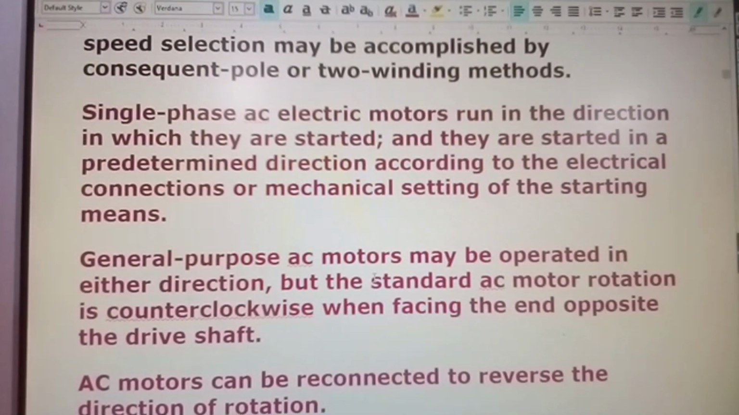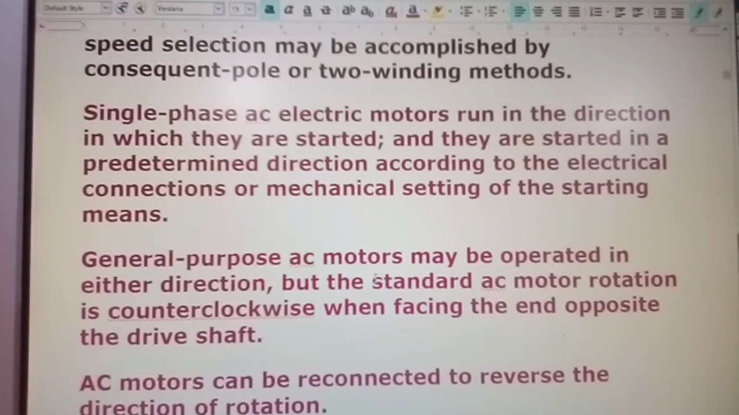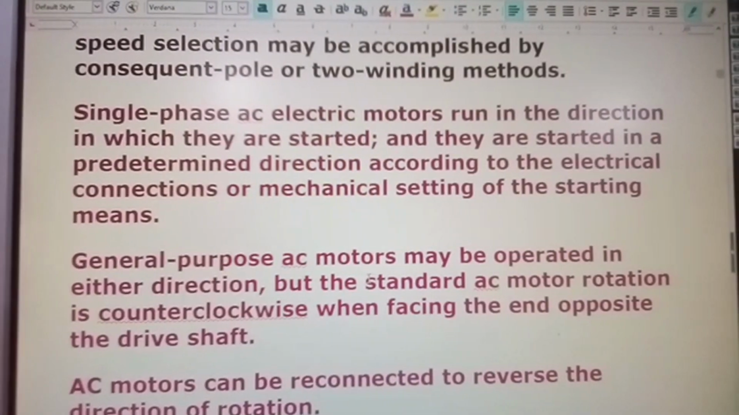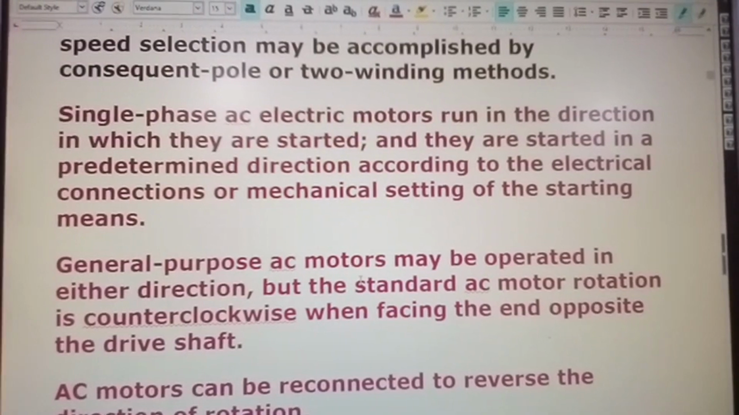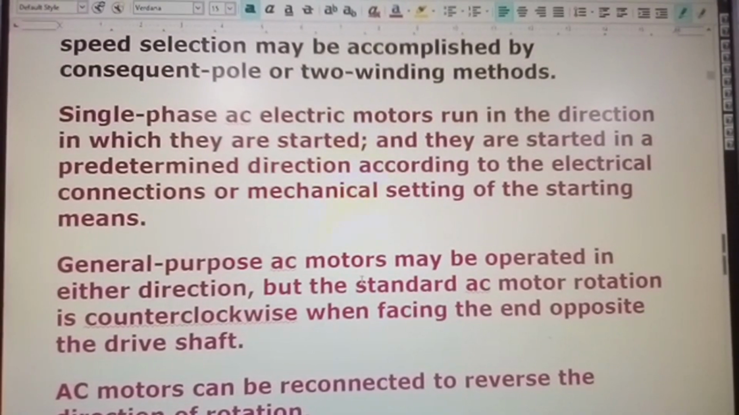AC motors can be reconnected to reverse the direction of rotation. Okay, so this is not fixed, so we can change its direction by changing the electrical connections in the control box.